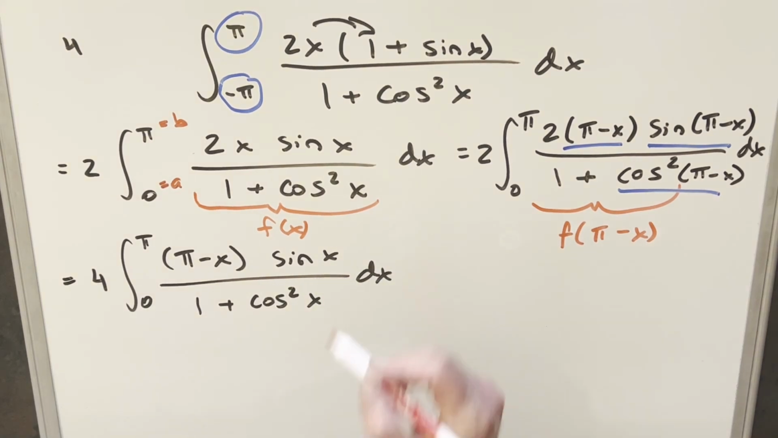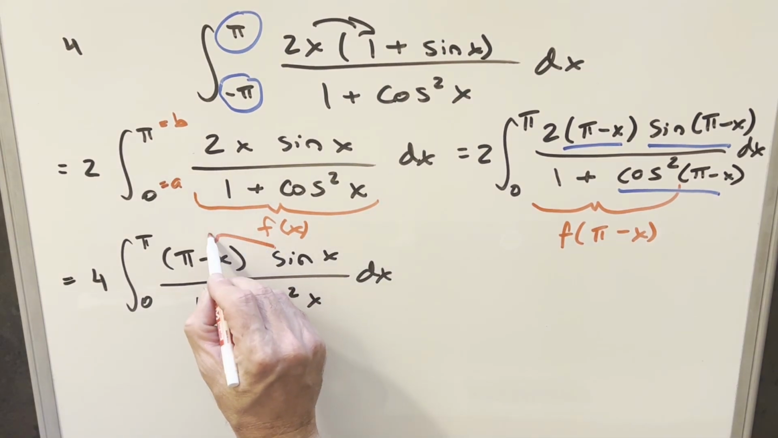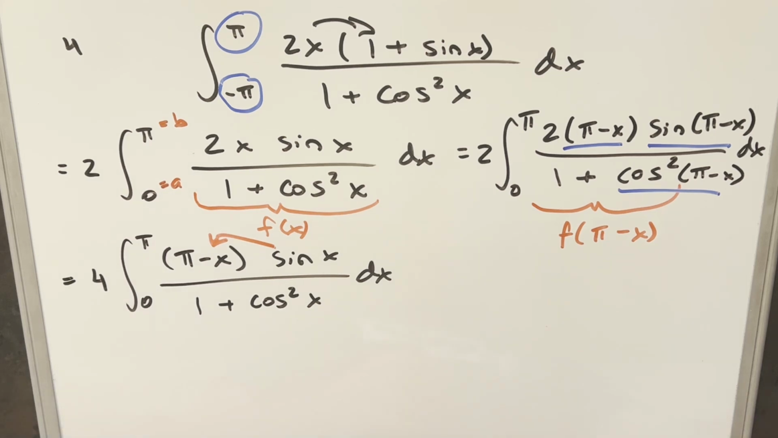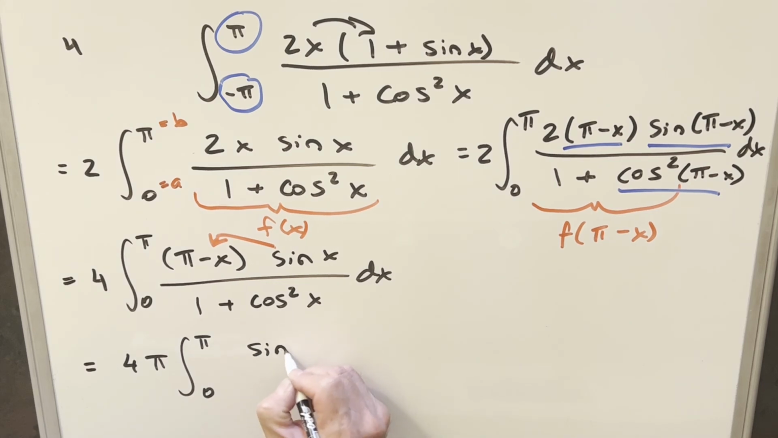And then from here, all I want to do is distribute the sine into this and break this into 2 integrals. So when I do that, let's see how this is going to look. For the first one, it's going to have a pi in it. I'm going to bring the pi out front of the integral. So for this first integral, I'm going to write it as 4 pi, and then this is just going to become sine x over 1 plus cosine squared x.